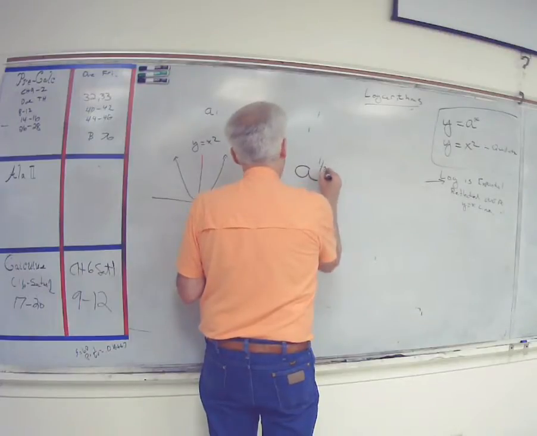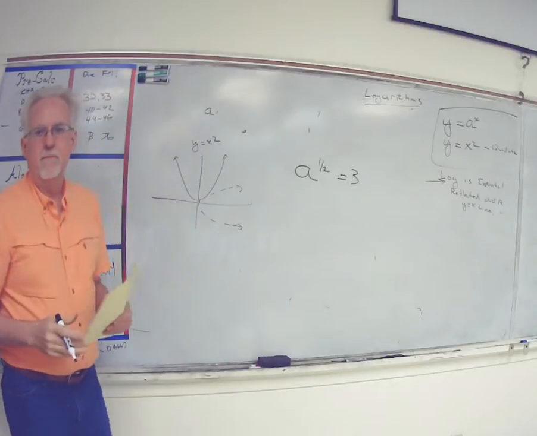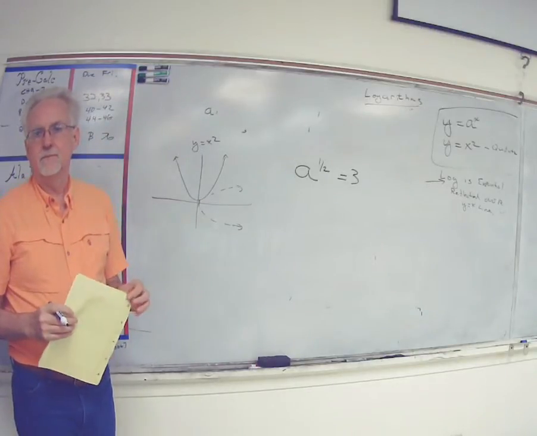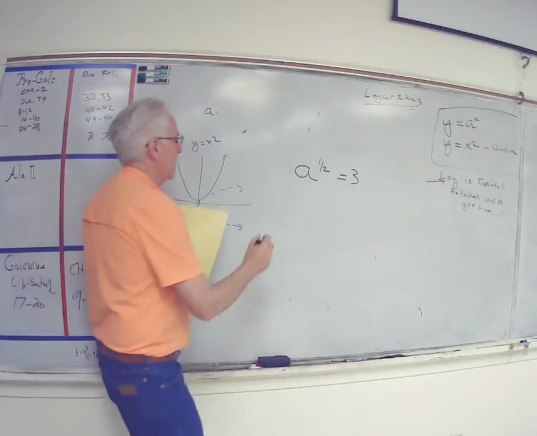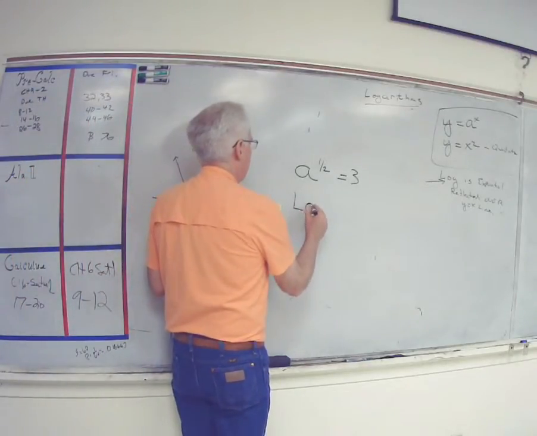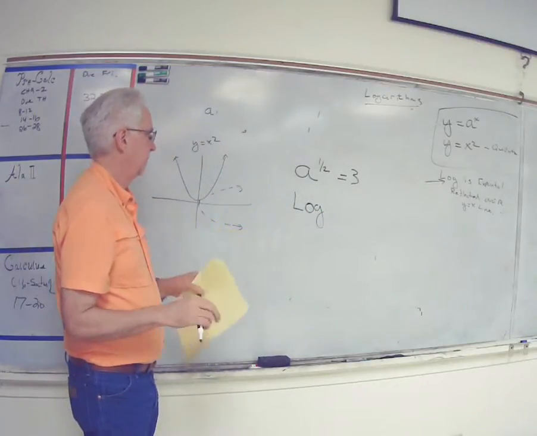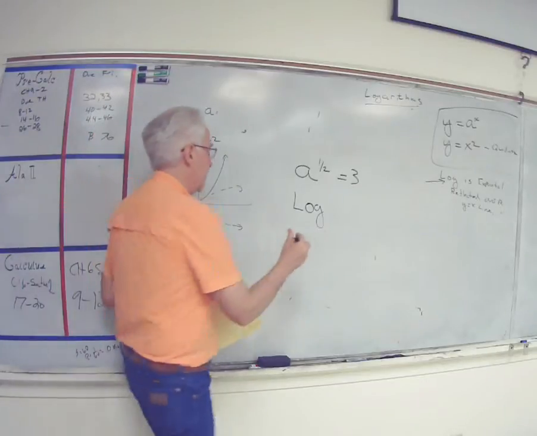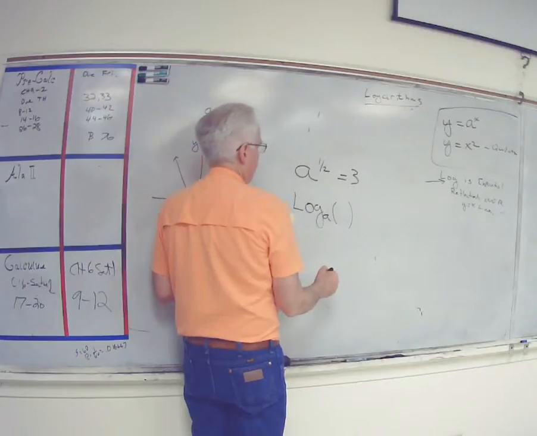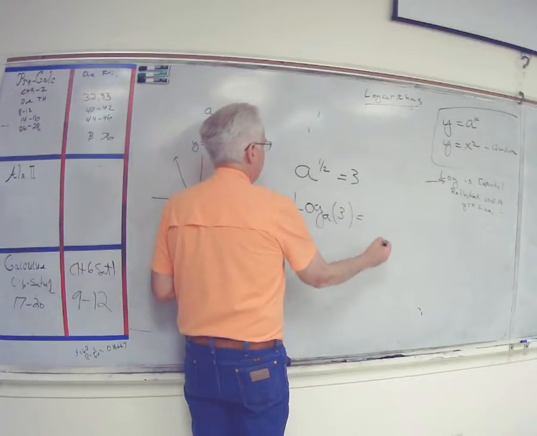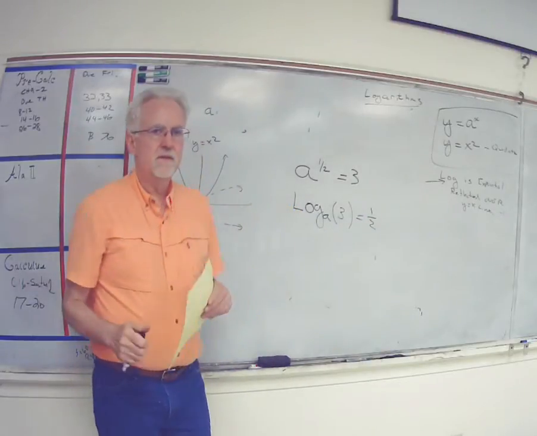A to the 1/2 equals 3. Okay, Jaden, this is in what form? Exponential. Okay, and I want to go to which form? Logarithm. Okay, so I'm going to have a log. Okay, and Jaden, what is my base going to be? A. Log A of what? 3. 3 equals what? 1/2. Does that make sense? Okay.